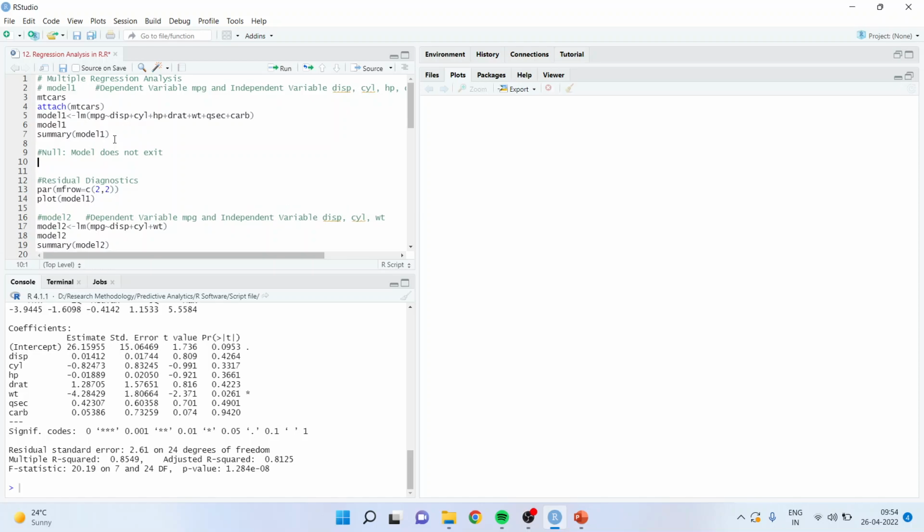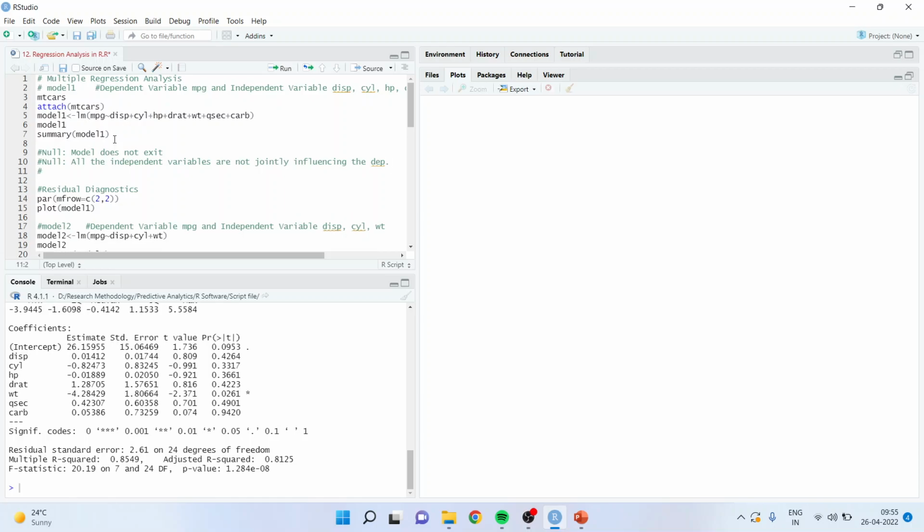This same thing can also be written as: all the independent variables are not jointly influencing the dependent variable. It can be written in this way also. And the test for this hypothesis is ANOVA. And here is the p-value for that test.